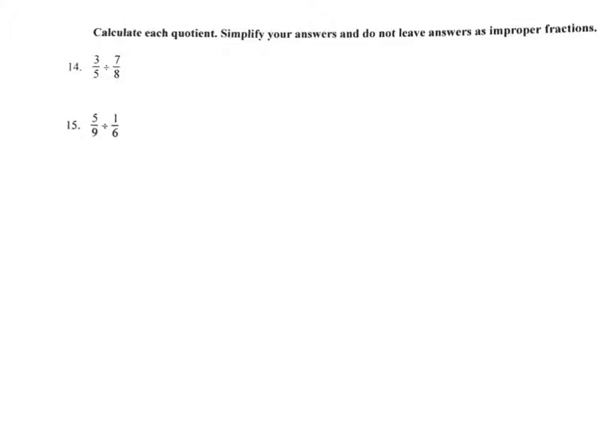Okay, we are looking at 14 through 17. We're going to focus on 14 and 15 first. It says to calculate each quotient, and we know quotient means the answer to a division problem. And it says to simplify your answers and do not leave it in an improper fraction. So earlier we talked about that dividing by a fraction is the same thing as multiplying by its reciprocal. And a great way to remember a reciprocal is that it is flipping the fraction. So if it's 7/8, we're flipping it to 8/7.